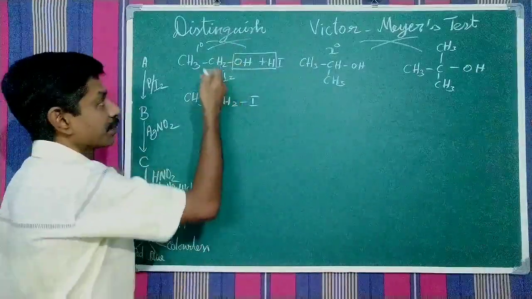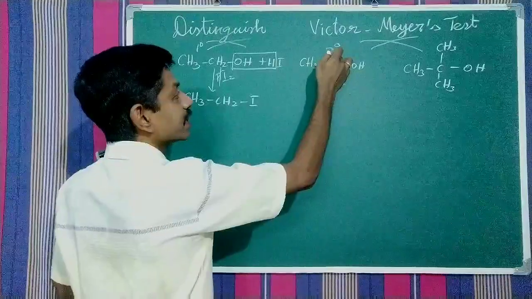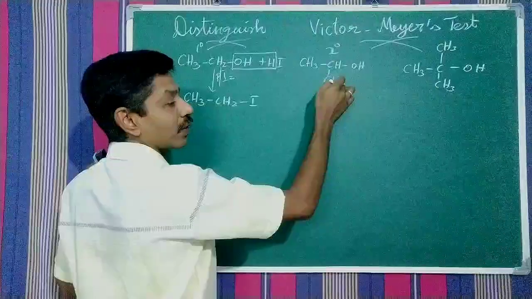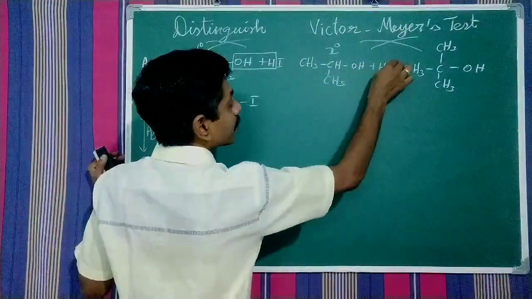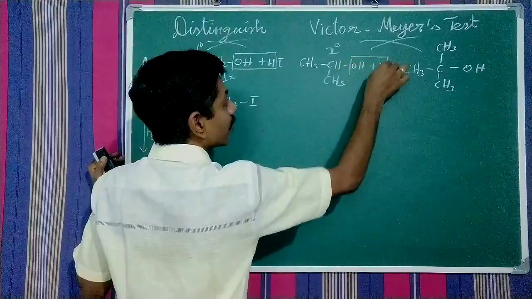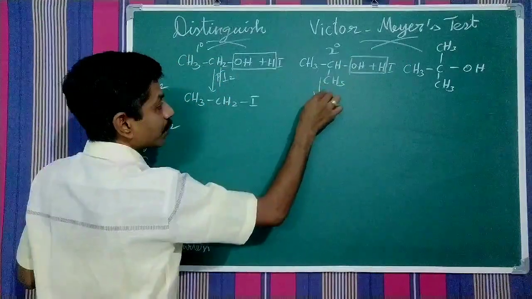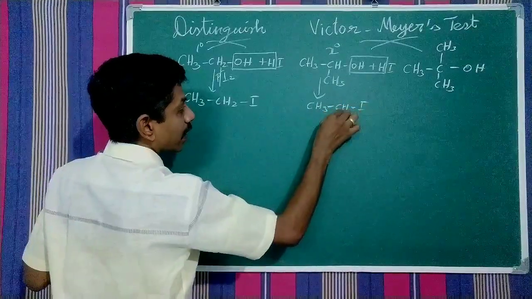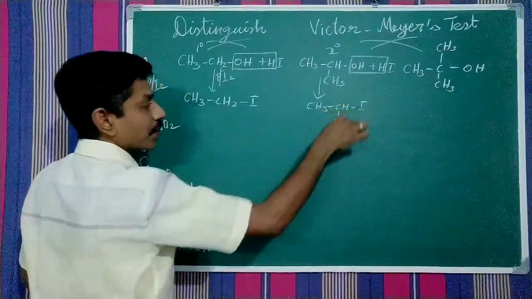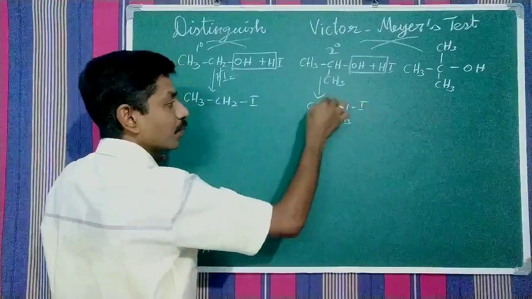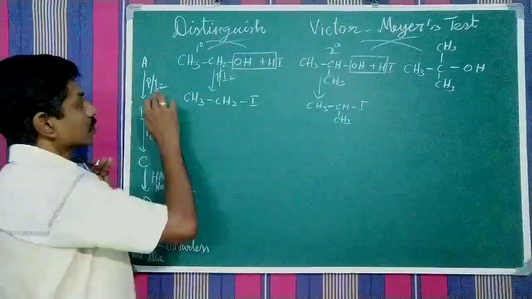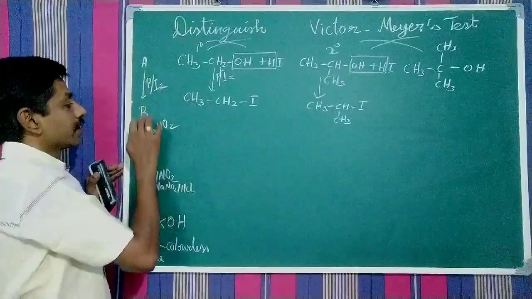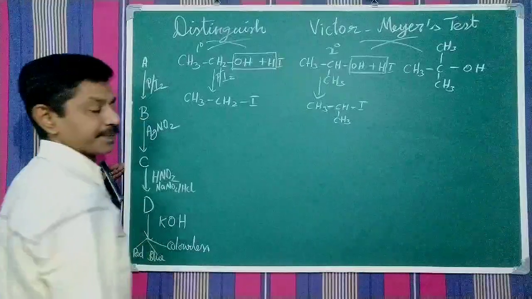If it is taken as a primary alcohol. Let us go with the secondary alcohol. The alcohol taken is 2-propanol. With that same phosphorus periodide, a molecule of water is removed and the product is CH3CHICH3, isopropyl iodide or 2-iodopropane. So if secondary alcohol is taken as A, then B will be 2-iodopropane.